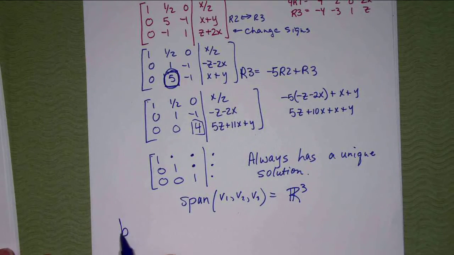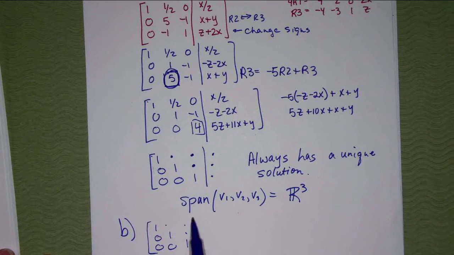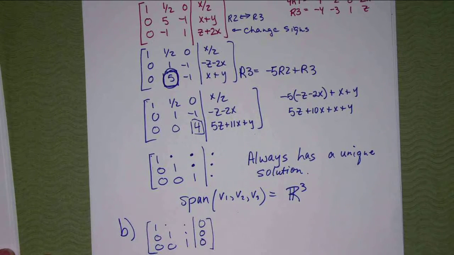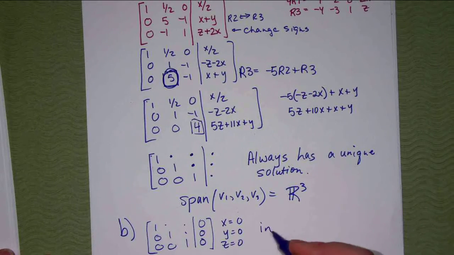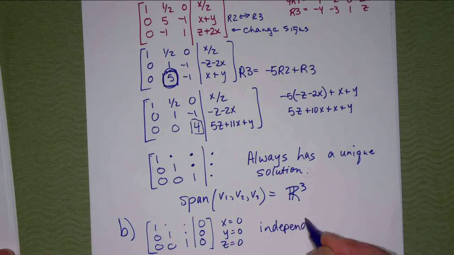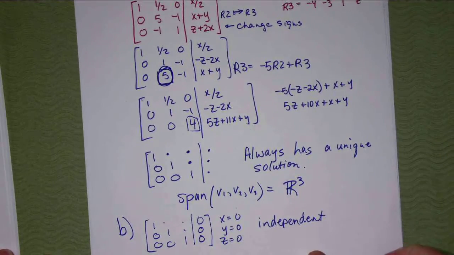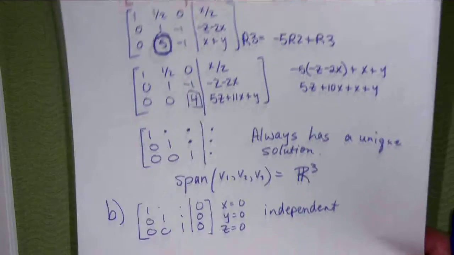For part B to be independent or dependent, what would it be? These would all be zeros, but the row reduction would still be the same. We could still get these. It doesn't matter what's here, except this side is all zeros. So we'll have x equals 0, y equals 0, z equals 0. That's independent. I meant for these to be dependent. That's why I was not happy with my answer.